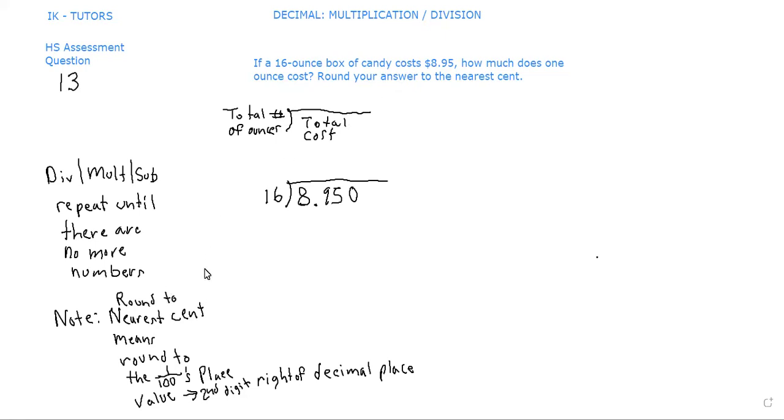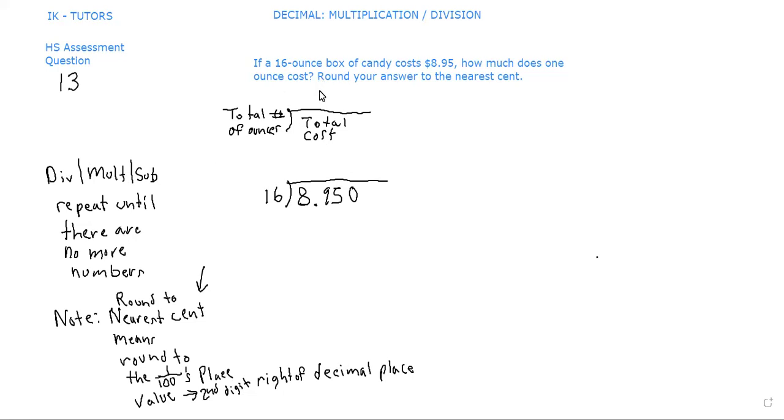So we note down here that round to the nearest cent means we're going to round to the hundredths place value, which is the second digit right of the decimal place. So we're only going to need 2 digits to the right of the decimal. The other thing we need to note is that long division involves repeating the same three math steps: division, multiplication, subtraction, repeat. And we repeat this until we run out of numbers. And you'll see what that means in a second.